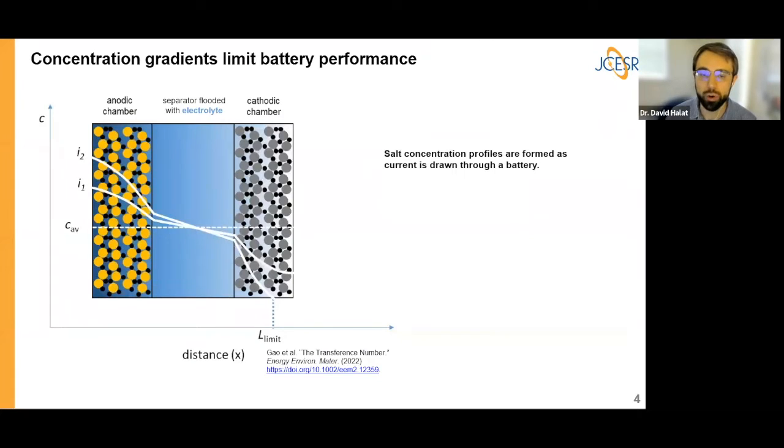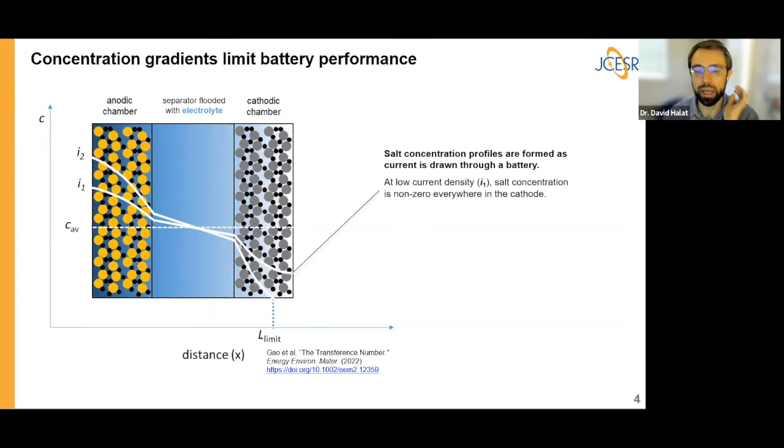So I want to provide some more direct context for why transference numbers are important in battery systems. I'm showing here a simple model of a battery containing an anode, an electrolyte, and a cathode. In particular, this electrolyte comprises a salt, both cations and anions, that are dissolved in a solvent. This electrolyte can be liquid or polymer, but the point is that there are nominally both cations and anions that are capable of carrying current.